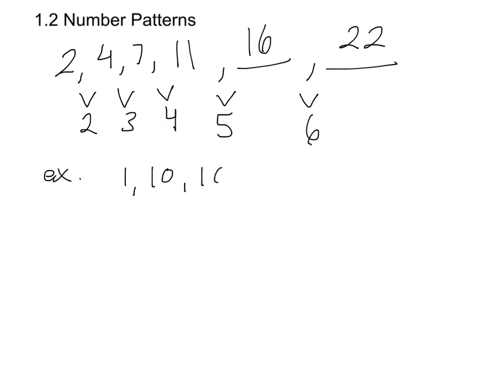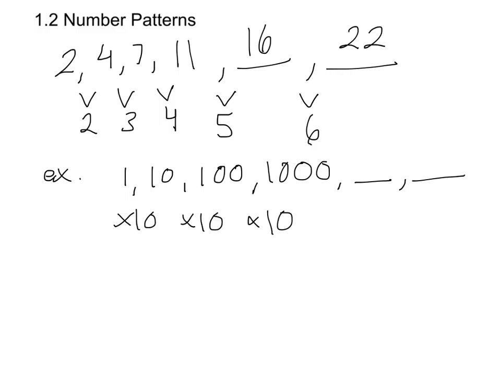So here, another example, we could do 1, 10, 100, and 1,000, and then what would be the next two terms. So we can see that each time this is going to be times 10, times 10, times 10. So then this pattern is going to keep going.